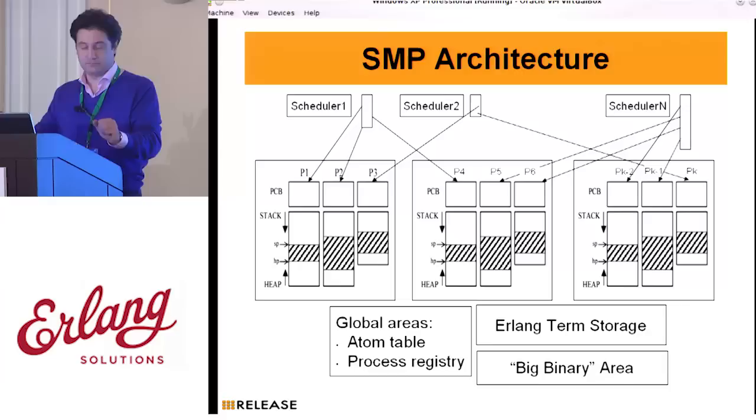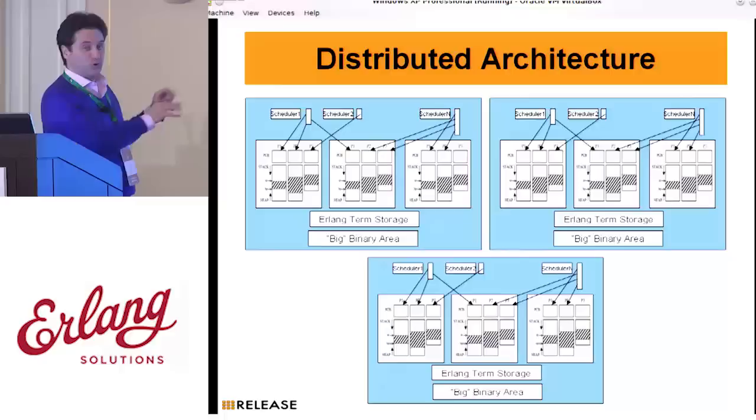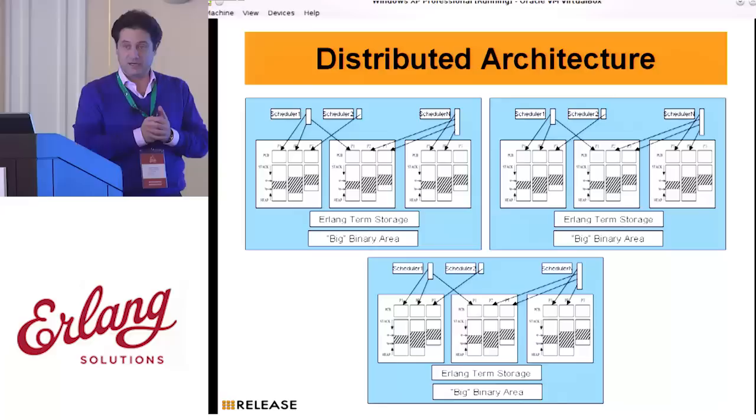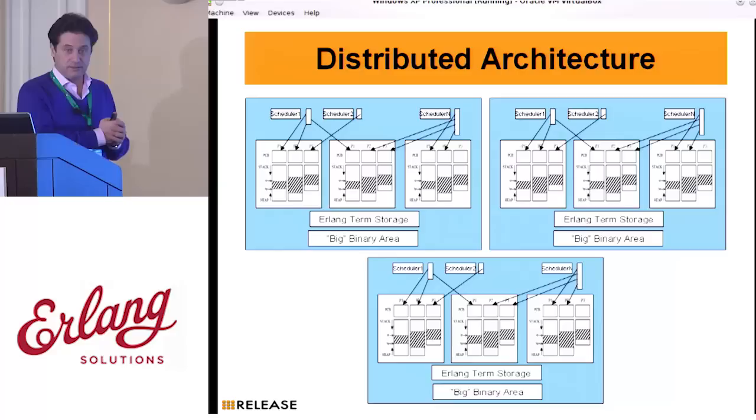When you go to distribution, whether this is actual distribution between different machines or between different Erlang nodes, it doesn't matter really. The situation looks like this one, where you have multiple of these things communicating with each other through the distribution protocol. And each of these blue boxes here is a single VM node. So it's a single node running a single VM.